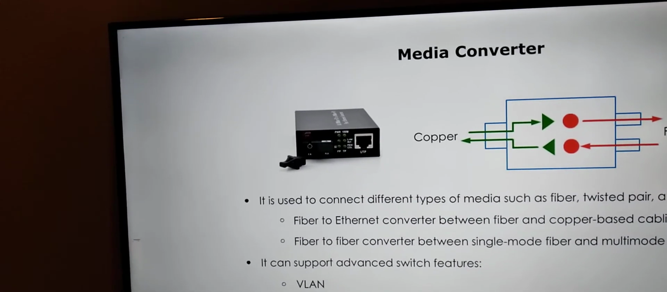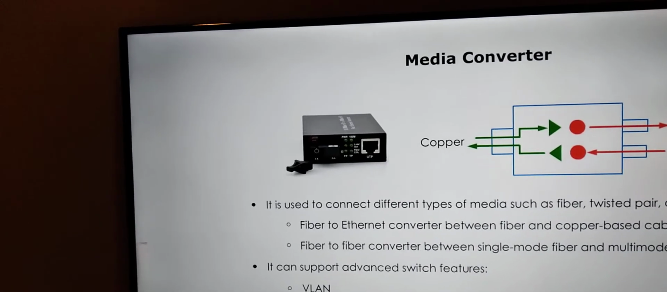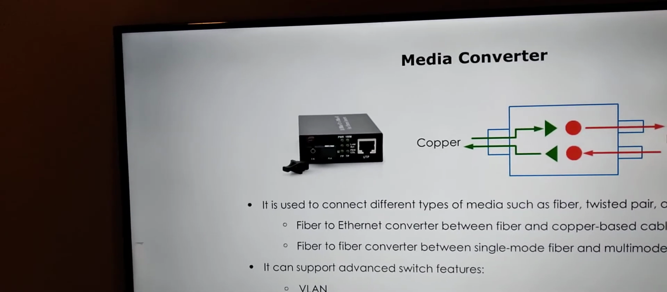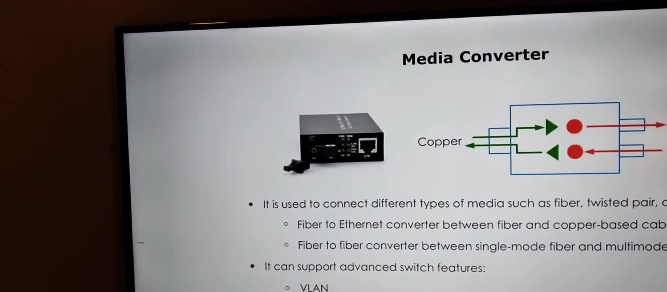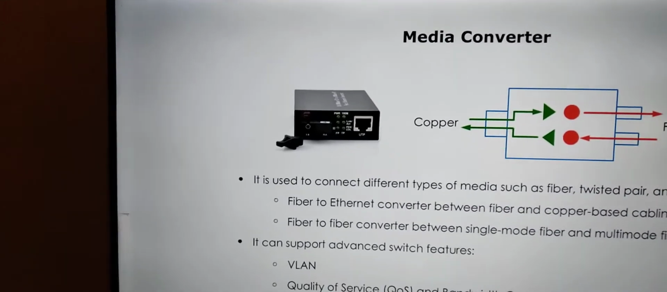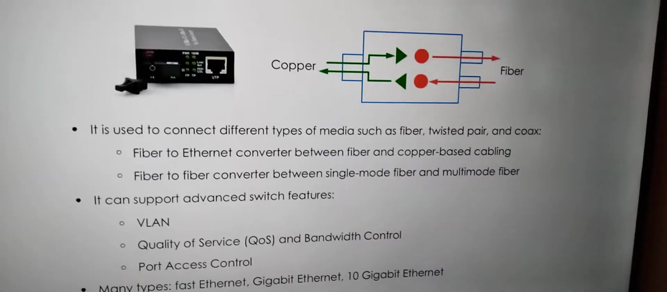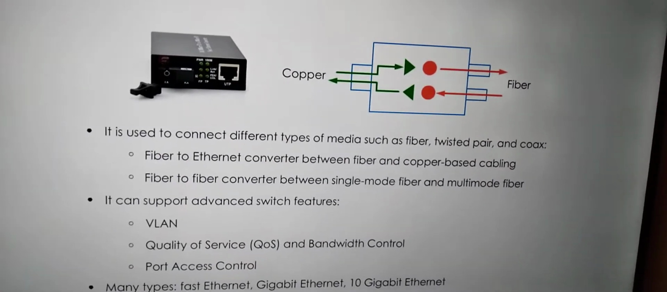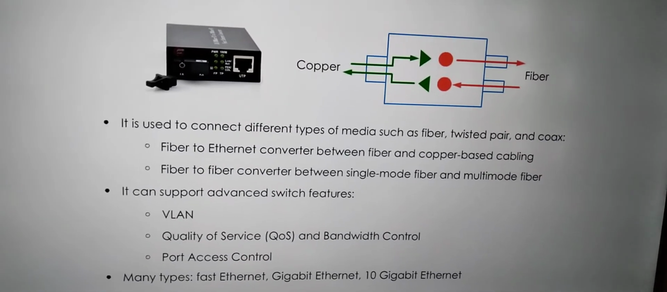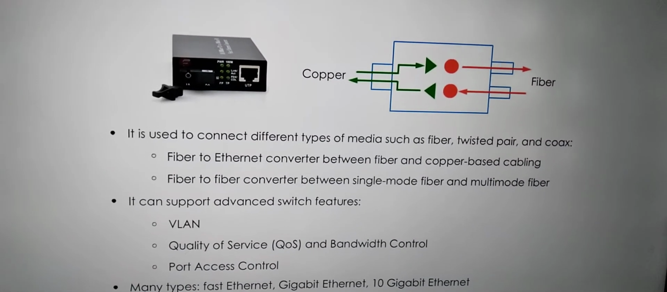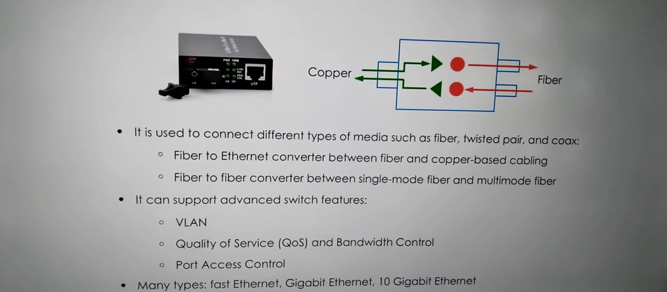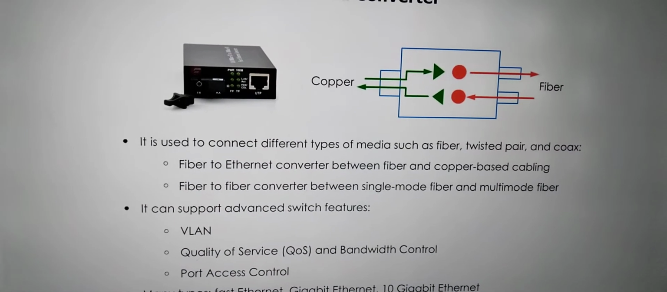We plug in GBIC connectors, for gigabit interface converters, and we plug our fiber in there, and we can have a fiber connection from one chassis to another chassis.